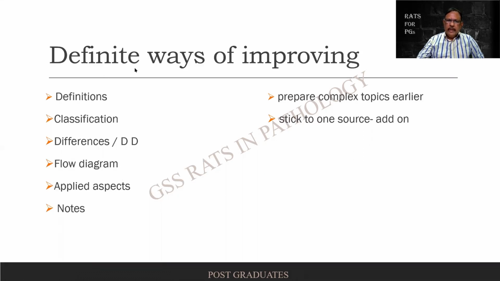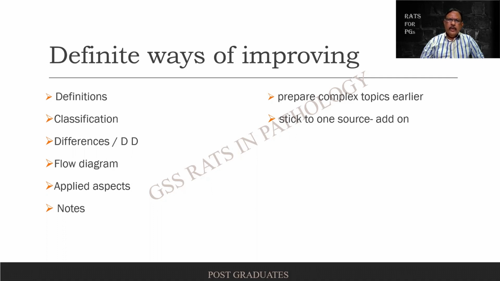Now, there are some definite ways of improving our answers, the presentations. Always follow a sequence and the subheadings: definitions, classification, differences, differential diagnosis, flow diagram. Like this, there are many things. You people should be able to mention that and draw diagrams wherever possible. This kind of a sequential presentation will make your paper stand apart from the others.